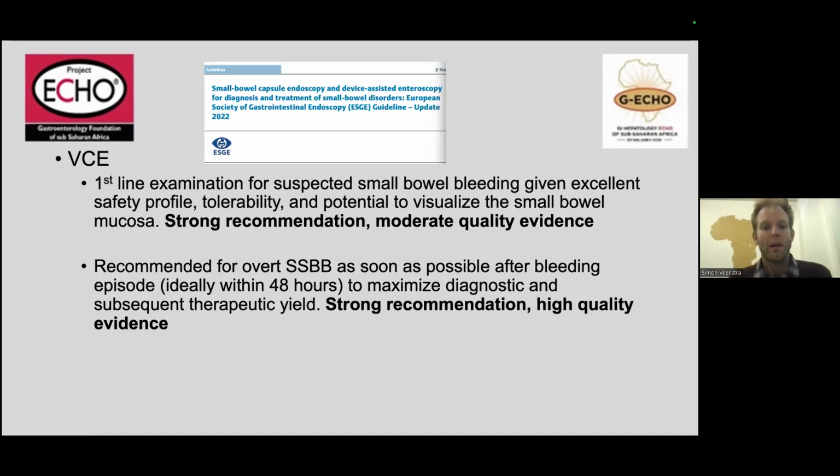And so, as I've mentioned, this is what they recommend, that given its excellent safety profile, tolerability, and potential to visualize the small bowel mucosa, it should be the first-line examination for suspected small bowel bleeding. And that time is obviously crucial, as I've mentioned, to do it within the first 48 hours, with both of those being strong recommendations with moderate and high quality evidence, respectively.